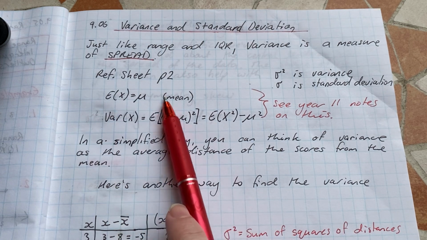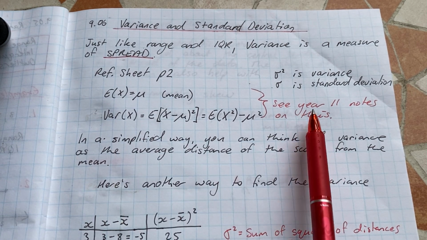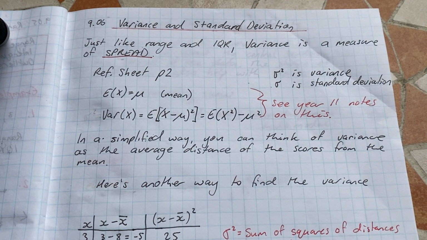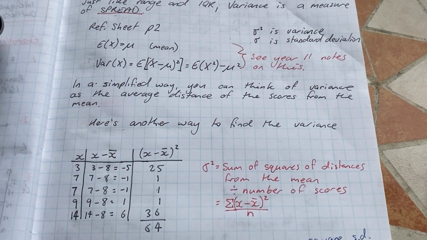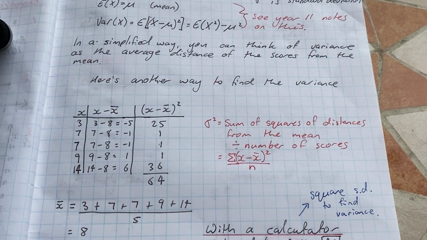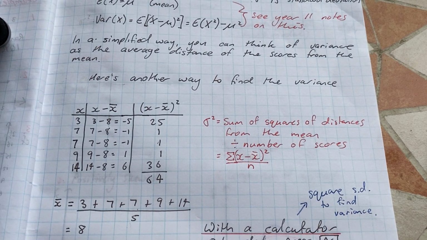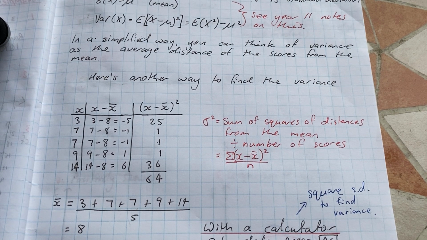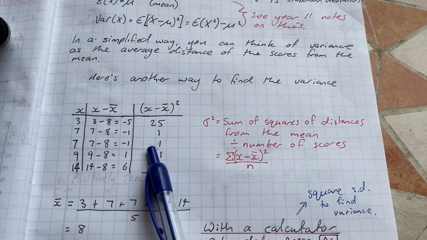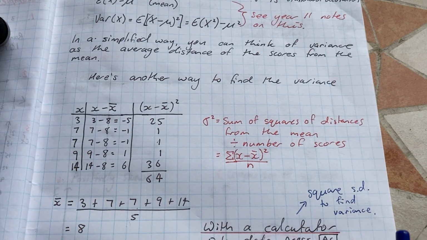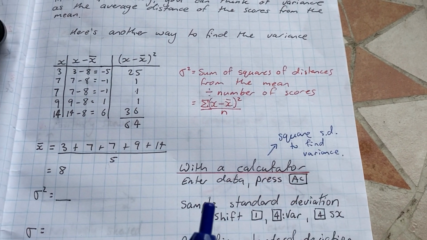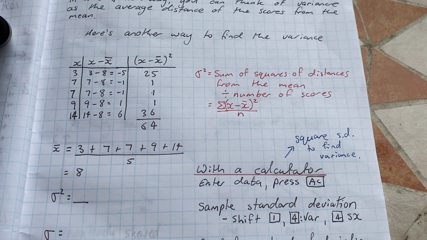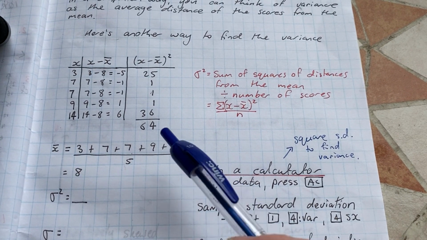Now you've got these two formulas on the reference sheet that we visited in year 11. And I'd strongly suggest looking at your notes again on that and looking back at that as well. This treats it in a slightly different way. So in a simplified way, you can think of the variance as the average distance of the scores from the mean. So this is another way that variance can be calculated. Now, you won't really do it this way. You put the data into your calculator and you get your calculator to calculate it. But this helps you understand exactly what variance is.